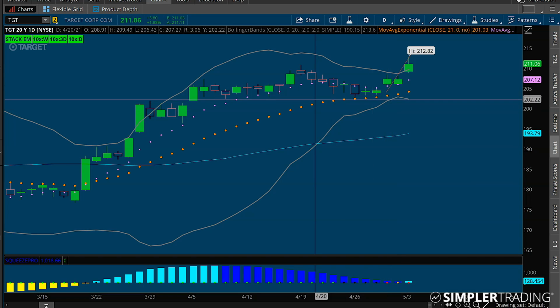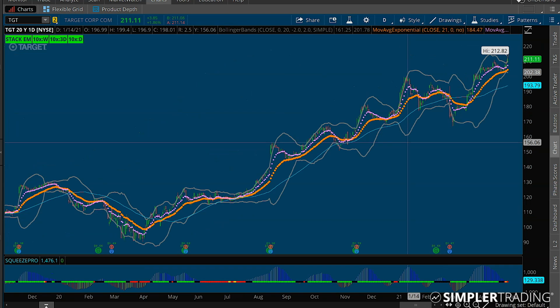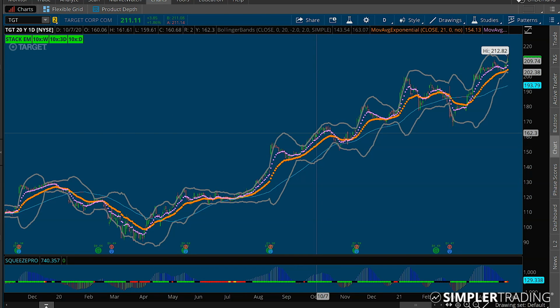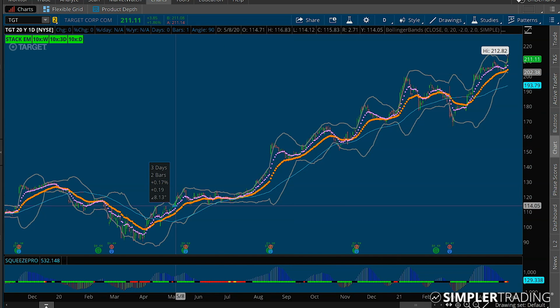But as far as my pre-fight checklist, all squeezes aren't equal. A squeeze on its own is a good start. But to really stack the odds and put the probabilities in your favor of catching, again, a 2 to 3 plus ATR move to the upside, the first thing I'm going to look for is the overall trend. More often than not, the path of least resistance is going to be in the direction of the prevailing trend. So if you look at Target here, here's actually a really good example.